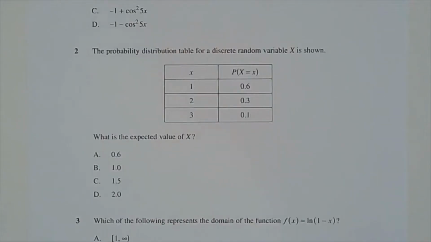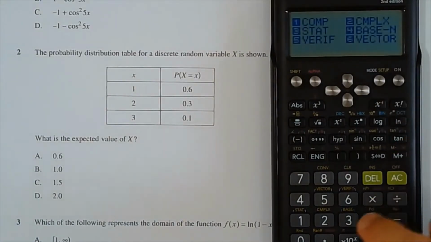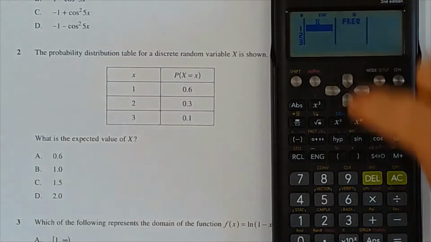Question 2. The probability distribution table for a discrete random variable x is shown. What is the expected value of x? One way to answer this question is to use the stat mode on your calculator. So press mode, stat, and 1 var, so number 1. And just make sure that the frequency column is enabled.